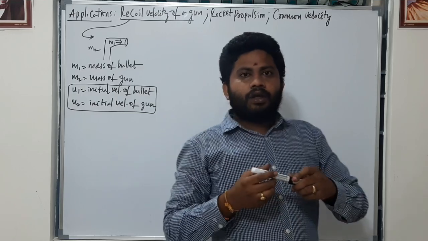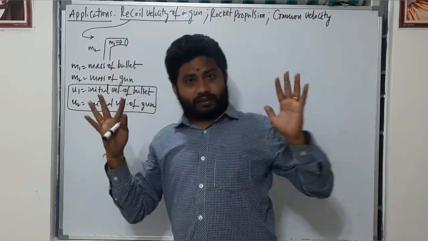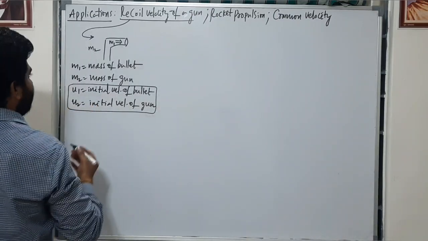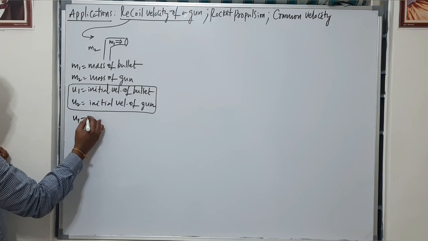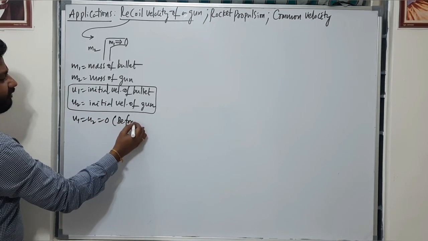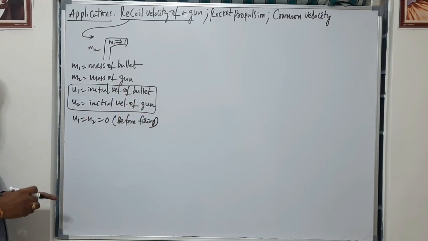Before firing, the bullet will be at rest inside the gun and the gun also will be at rest. That's what u1, u2 will be 0 initial before firing. I'm writing here u1 is equal to u2 is equal to 0. So that's what before firing. And after firing, what happens?